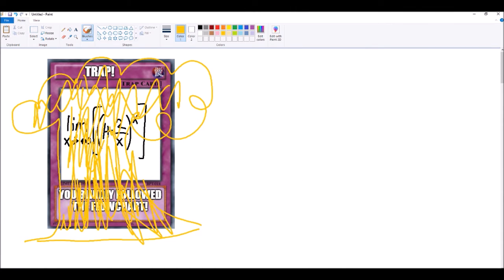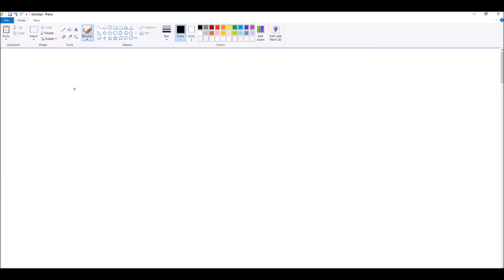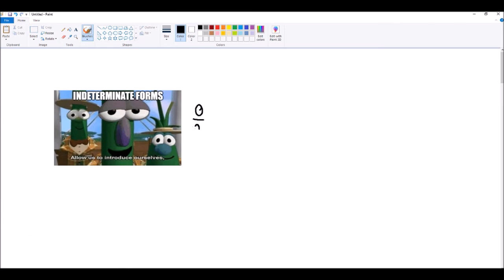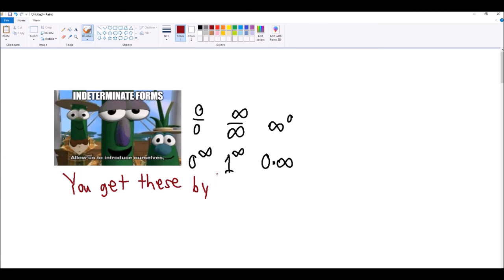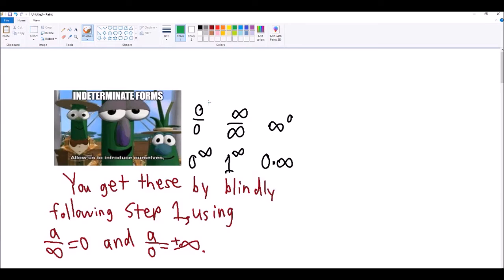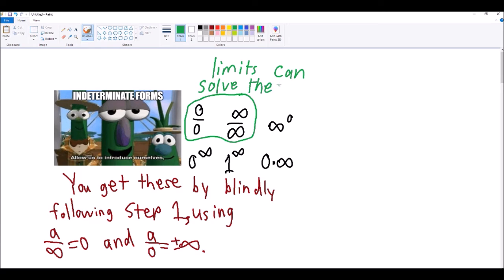But now, we're being surrounded by bandits, the indeterminate forms. These are 0 divided by 0, infinity divided by infinity, infinity to the 0, 0 to the infinity, 1 to the infinity, 0 times infinity. You get these if you follow step 1 of the flowchart to the letter and use a over infinity equals 0 and a over 0 equals infinity for any number a, as well as other rules. The next section will be revealing how to solve the situations surrounding the 0 divided by 0 and infinity divided by infinity cases. And you can use algebra to convert to one of these forms.